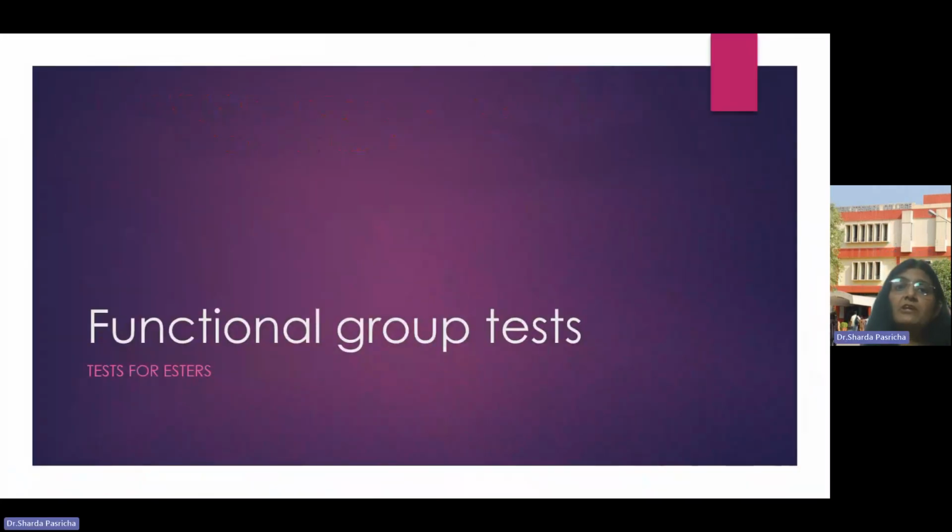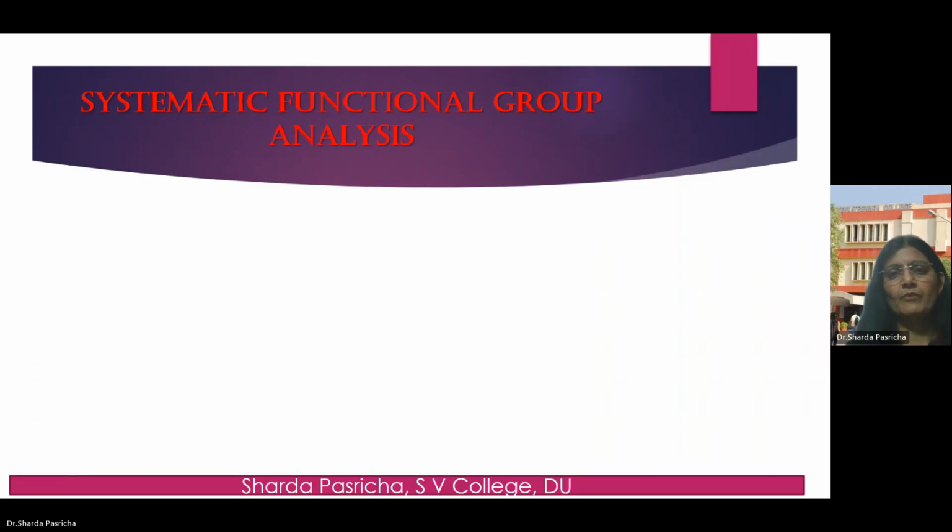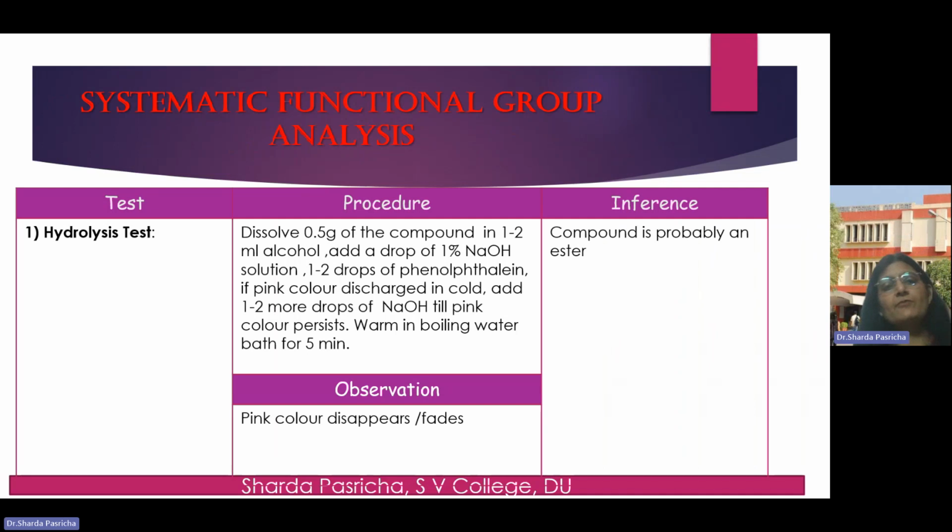Next, we will go to the functional group test for esters. Now, the group test for esters is the hydrolysis test. You will take 0.5 gram of the organic compound or 1 to 2 drops, dissolve it in about 1 to 2 ml of ethanol. Okay. Then add 1 drop of 1% sodium hydroxide solution and then 1 to 2 drops of phenolphthalein.